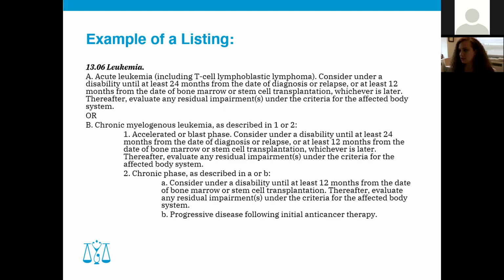So just to show you what a listing looks like, this one is for leukemia. They will say that it is a disability until at least 24 months from the date of diagnosis or relapse, or at least 12 months from the date of a bone marrow stem cell transplantation, whichever is later, or chronic leukemia as described in 1 or 2. So they go through this entire process to make sure that the person meets a listing. And as you can see here, for example, what does chronic mean to them? If from the date of the stem cell transplantation, there's any residual impairments or progressive disease following initial anti-cancer therapy. So as you can see, it's very specific. When an argument is being made that somebody meets a listing, you have to be extremely specific and really read into the listing and make sure it meets it.